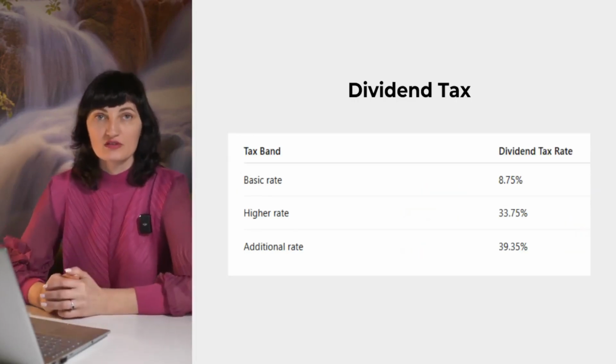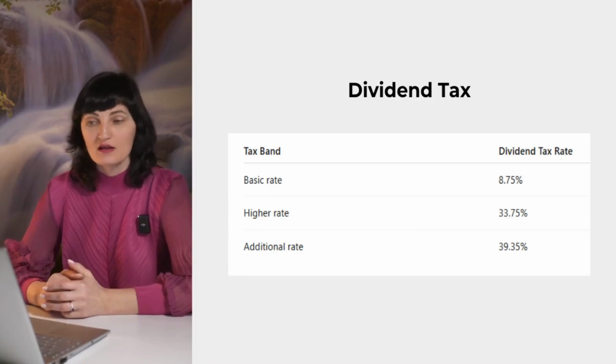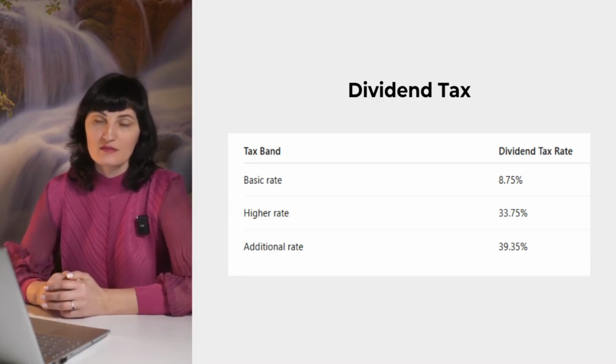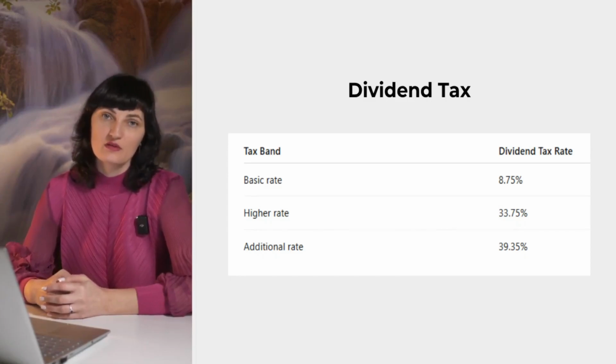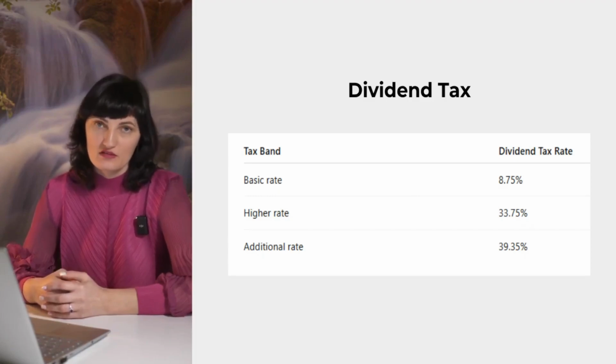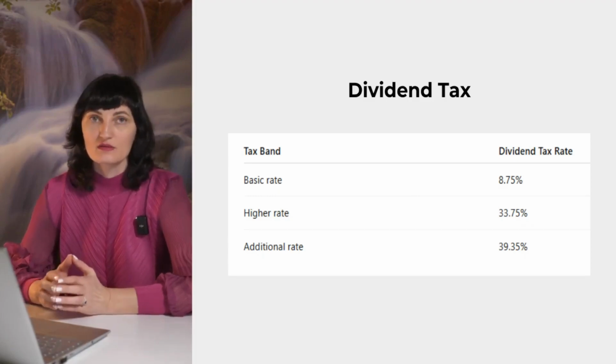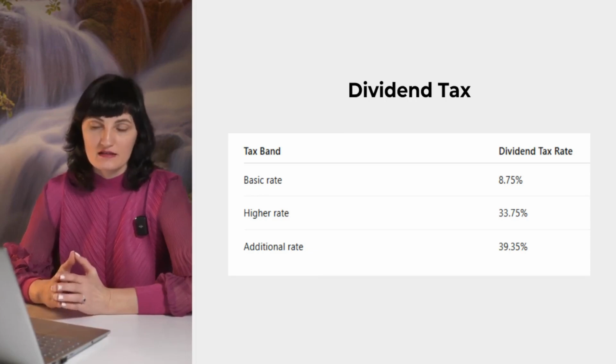If you also need to declare dividends in your tax return, it's important to note that dividends are taxed at different rates, not the ones we apply to regular individual income. Dividends have their own personal allowance, which is not taxed. This year, it has been reduced to £1,000. Also, the basic rate for dividends is 8.75%.